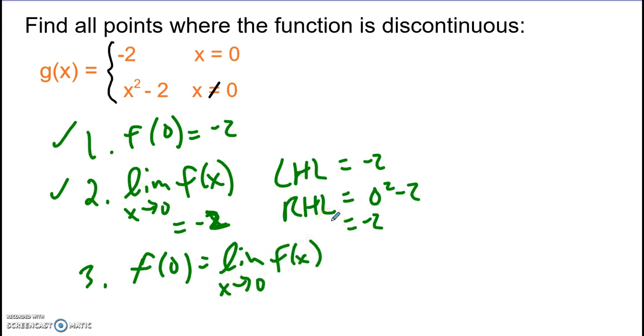Therefore, it is continuous everywhere. So we can simply write, therefore g of x is continuous everywhere.